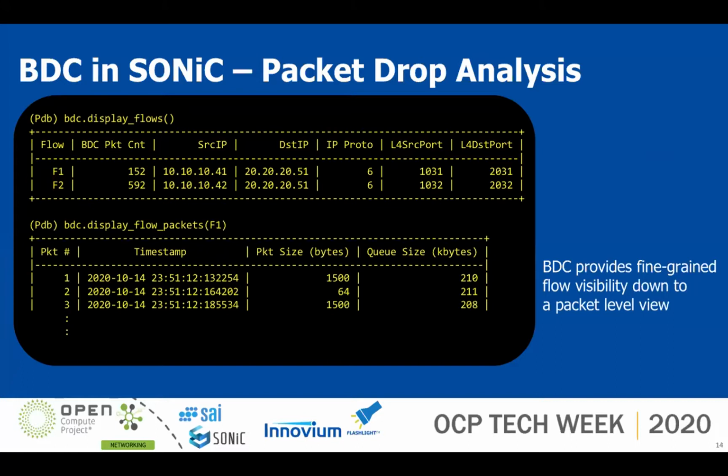Now let's go a little bit into more detail about the packets in a flow being affected by these drops. For example, for flow F1, the collector has detailed visibility information. The first dropped packet for this flow was a 1500 byte packet, and the queue was 210 kilobytes when this packet was dropped. The next dropped packet was a 64 byte packet, and the queue was 211 kilobytes at that time. The third packet that got dropped was a 1500 byte packet, and the queue was 208 kilobytes when it was dropped. So this gives you a great view of the specific flows getting affected by packet drops, as well as the packet length of the dropped packets and the queue size at the time of the drop.